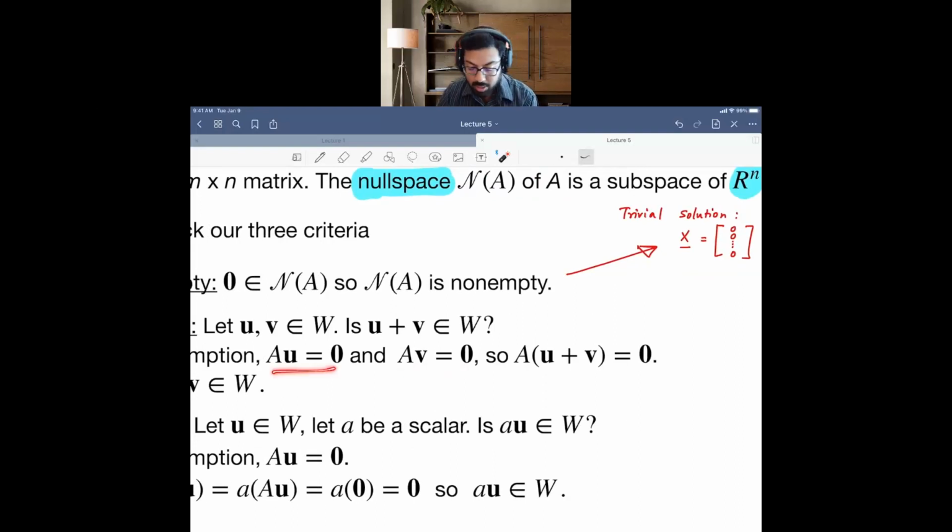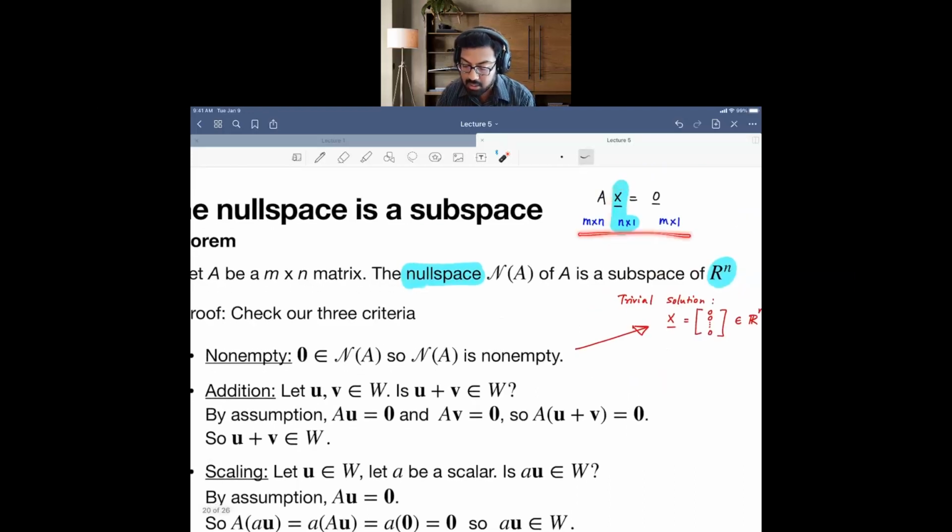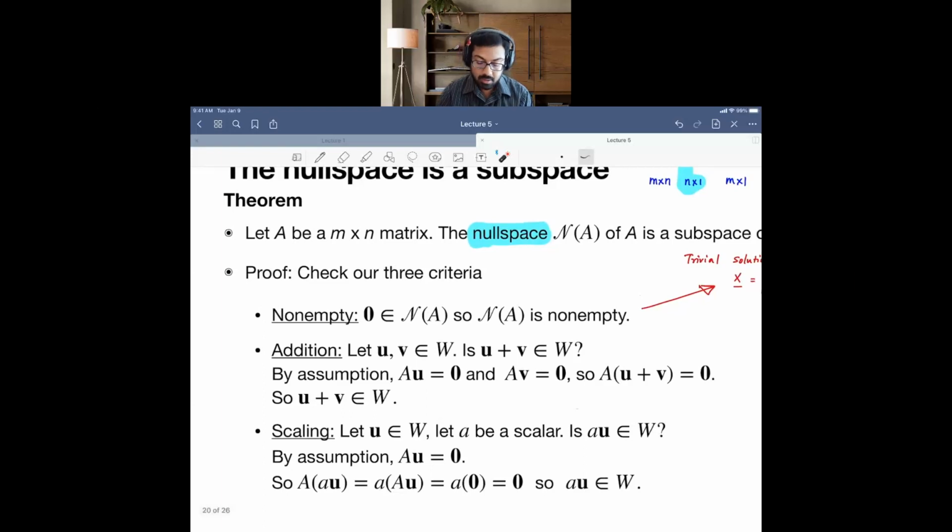If Au equals 0 and Av equals 0, I can also say A times (u plus v) will equal 0. I'm just adding up these two things. So if A times (u plus v) equals 0, it is essentially satisfying this particular criteria, and the solution is u plus v, right? So u plus v will also belong to W. That is also a solution. So that means that this is closed under addition. The null space is a subspace. Well, we checked the non-empty and then closed under addition.